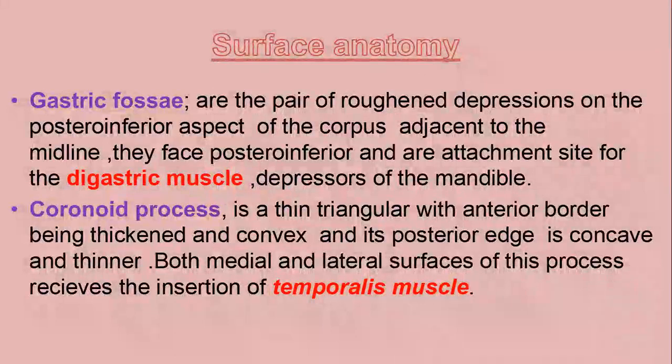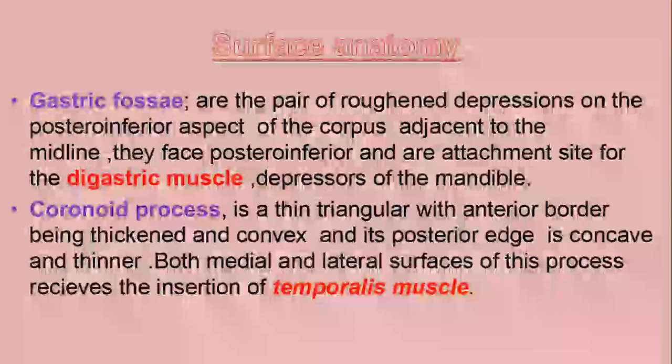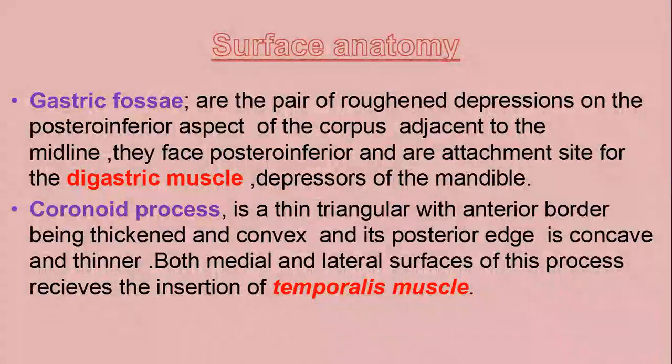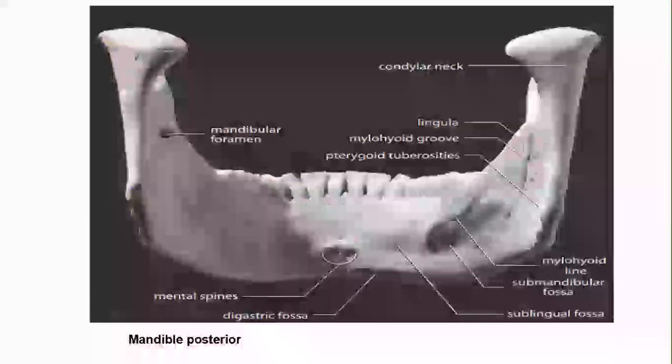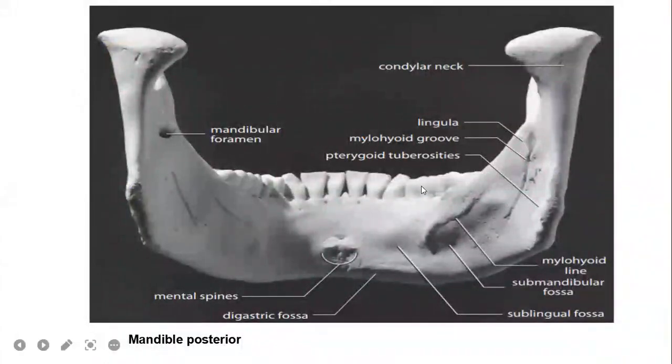The coronoid process is thin and triangular, with the anterior border thickened and convex, and its posterior edge concave and thinner. Both the medial and lateral surfaces of this process receive the insertion of the temporalis muscle. So that's the part where we were able to identify the coronoid process, where it receives those muscles.